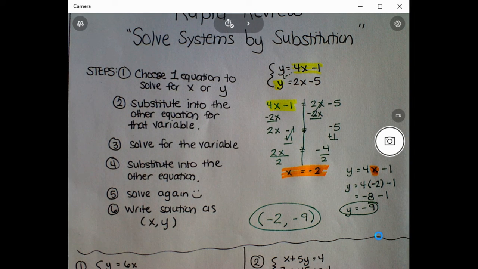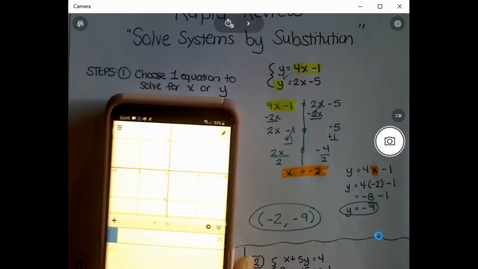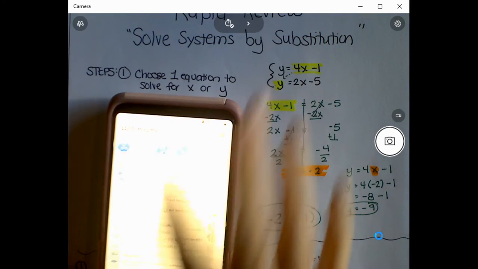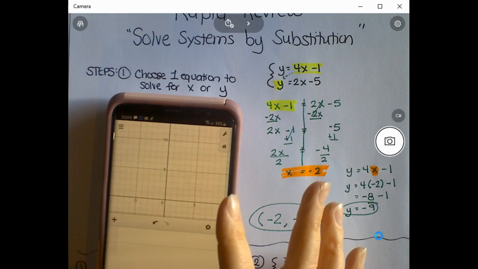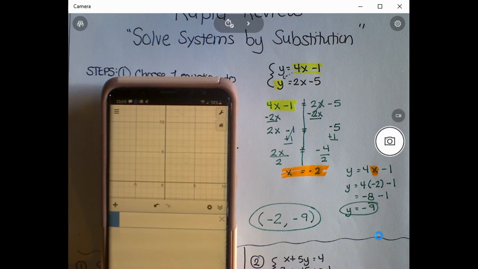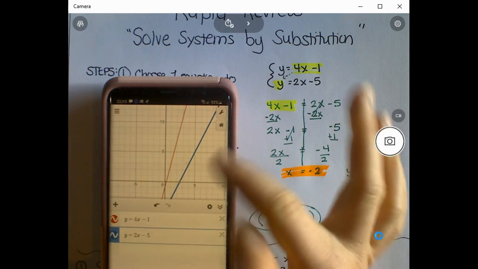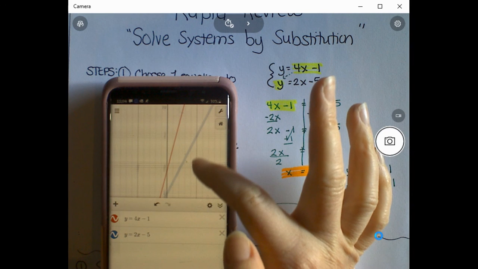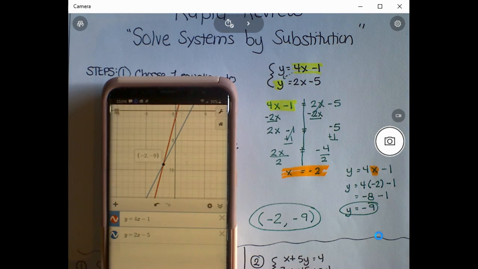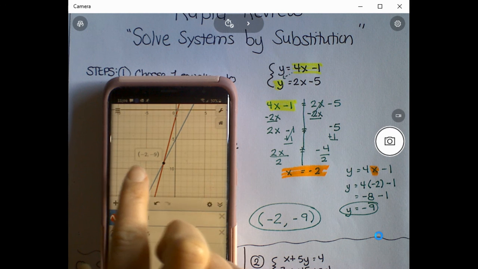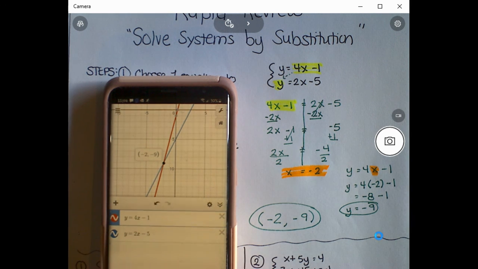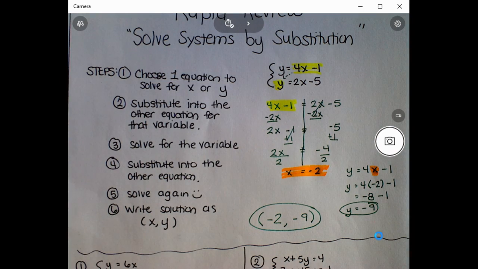All right. And just in case you were like, oh man, I'm not sure if I got that right, you can check this in Desmos. Let me turn my brightness down a little bit. Okay, you can check in Desmos by typing in both equations, y equals 4x minus 1 and y equals 2x minus 5. And now, I don't see the intersection, but I can move down. And if I touch it, it tells me that they intersect at negative 2, negative 9. And that's what we got. So that's awesome.